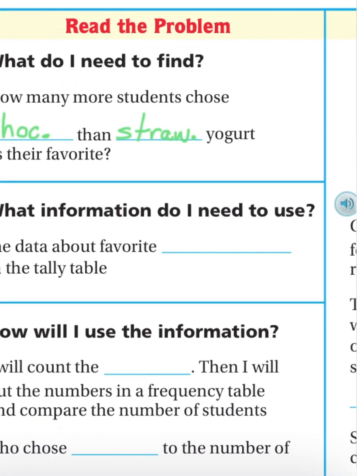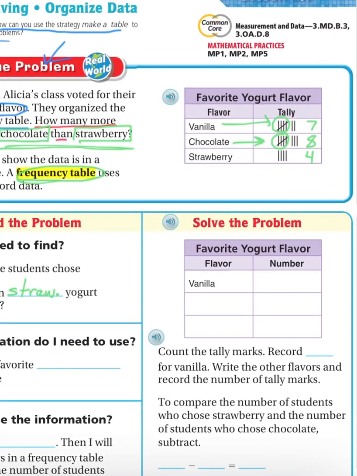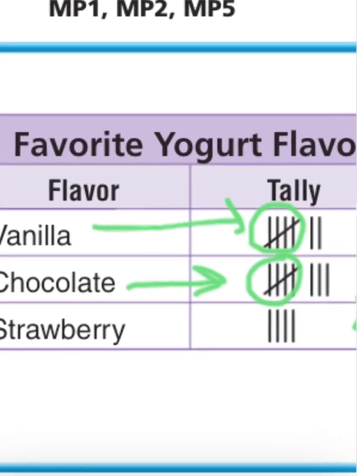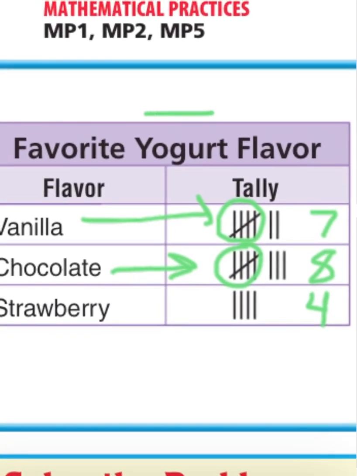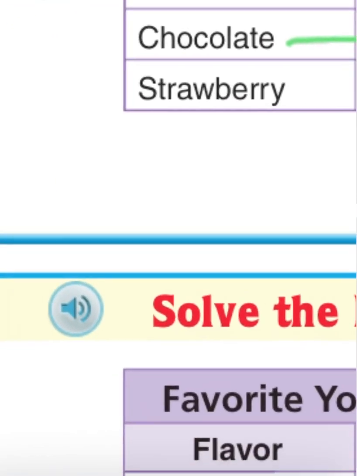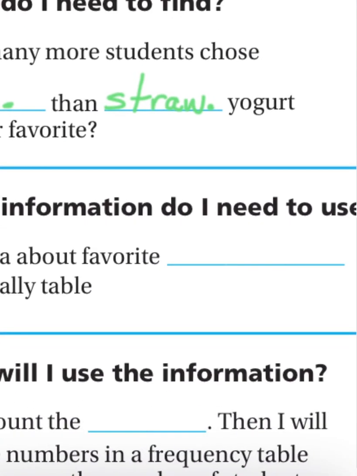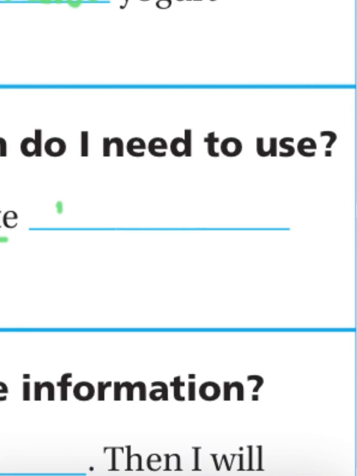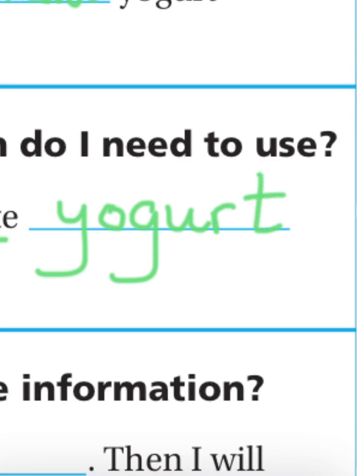What information do I need to use? We need to use the data about favorite blank in the tally table. And so if we come up here and check out the title of the table, favorite yogurt. So that's what we're looking for, favorite yogurt. And we should be able to spell this correctly because it's in our book up at the top of the page.